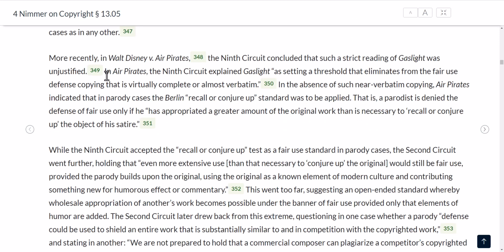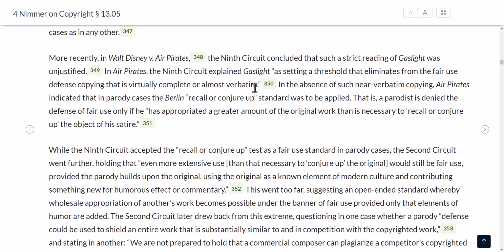Okay, so this isn't looking good here. So in Air Pirates, which we need to look at more closely. Again, we're in NMR, in our secondary authority, so we haven't jumped into the actual case yet. But anyway, it says that the Ninth Circuit explained Gaslight, this other case, as setting a threshold that eliminates from the fair use defense copying that is virtually complete or almost verbatim.